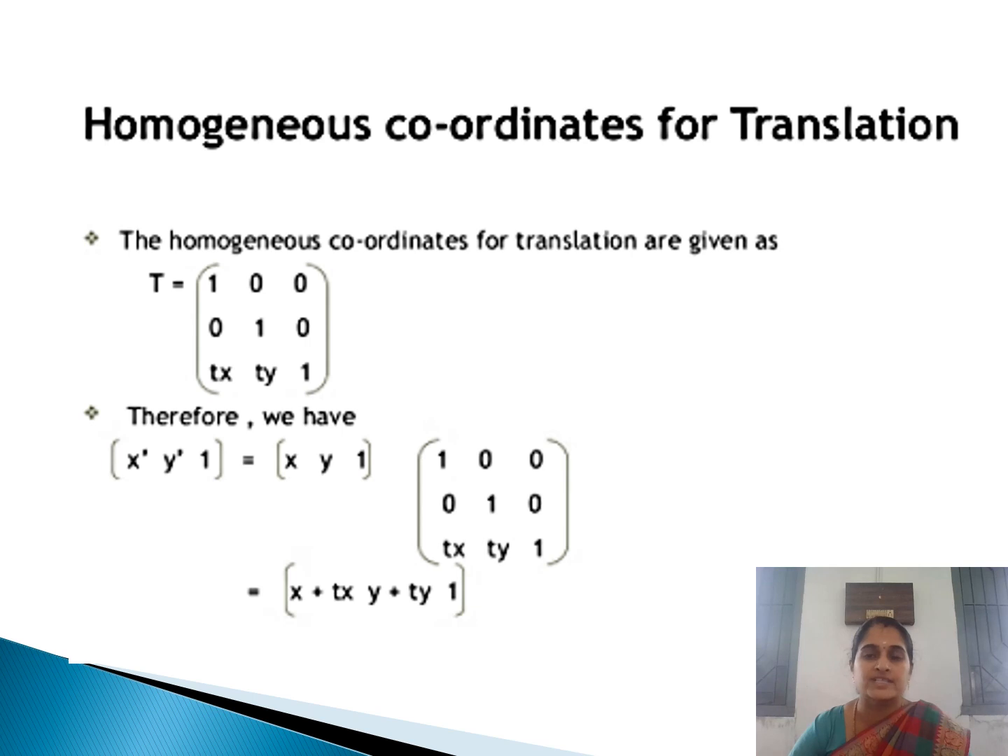Homogeneous coordinates for translation. Already we have seen the matrix form of translation with a 2 by 2 matrix. Now it is converted to a 3 by 3 matrix by adding the homogeneous coordinate and the translation vector tx and ty, and the last row tx, ty and 1 represents the homogeneous coordinate.